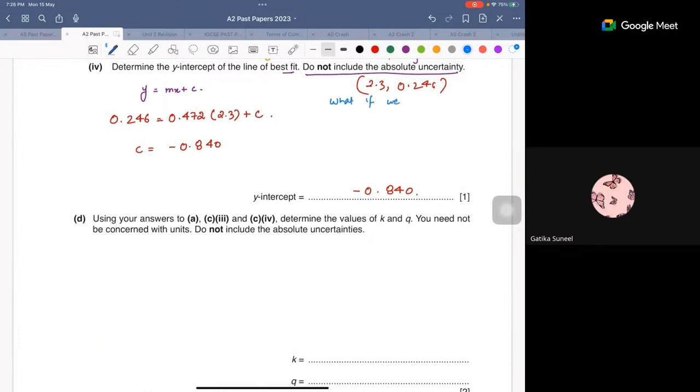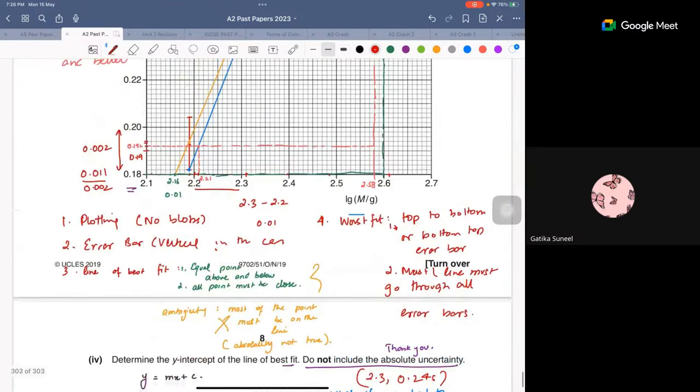What if we had to calculate uncertainty? To find the uncertainty in the y-intercept, you do y-intercept of best minus y-intercept of worst, and use the same rules that I've told you before. Okay, all right, is it clear?